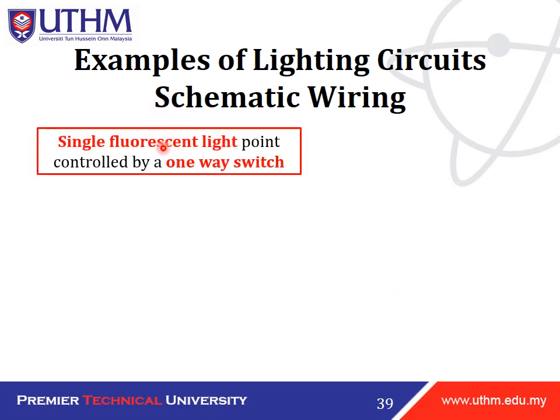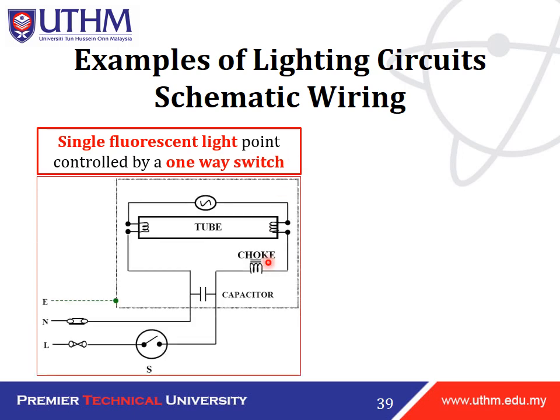Other than that, we also have a single fluorescent light point controlled by a one-way switch. Okay, this is the example of the circuit. In this circuit, we have a one-way switch. We have a capacitor. We have also a choke. We have a filament. We have a tube, and also we have a starter.